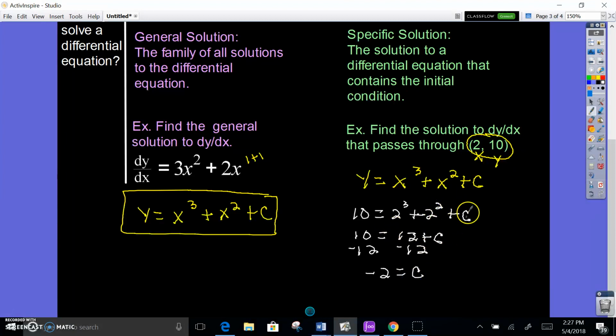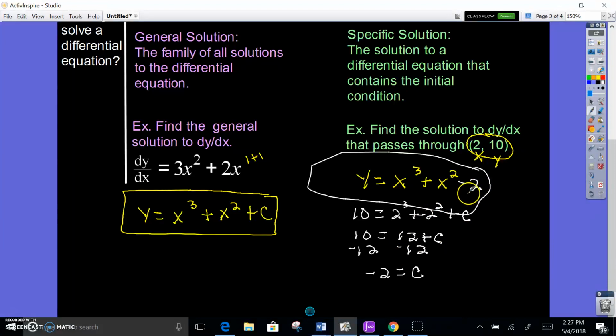And so now I have to go back and replace that c. So I can just erase the c with whatever it came out to be, which in this case will be negative 2. Okay, and so that's my answer. And the difference, again, a general solution is going to have a plus c. And a specific solution, you're actually going to go in, replace the x and the y, find your c, and then come back in. The actual equation is your answer.